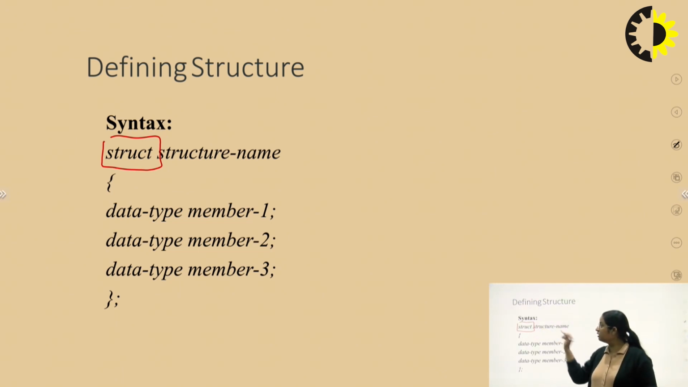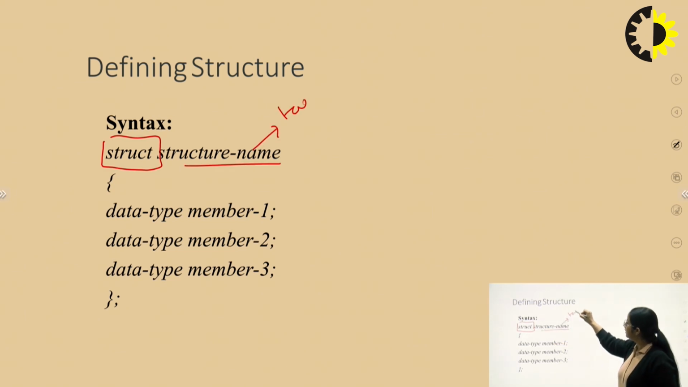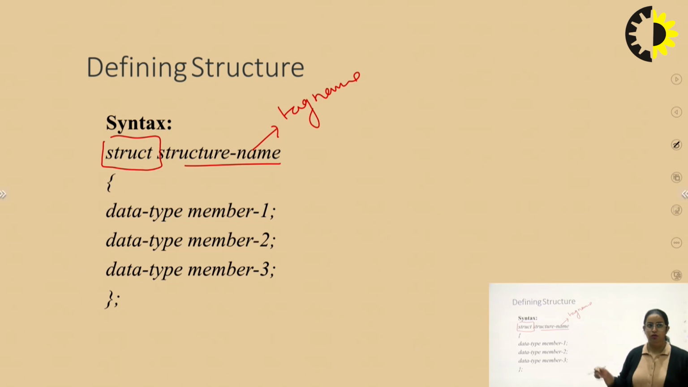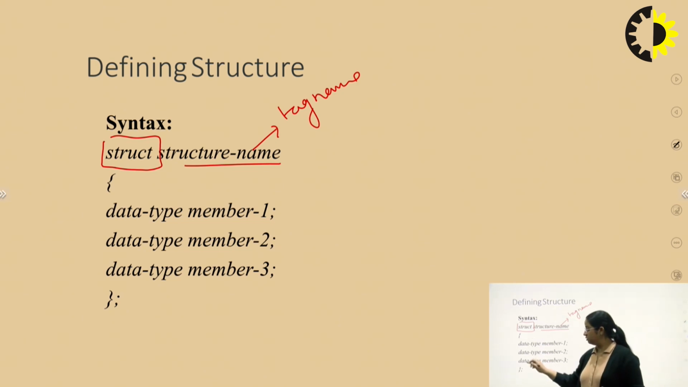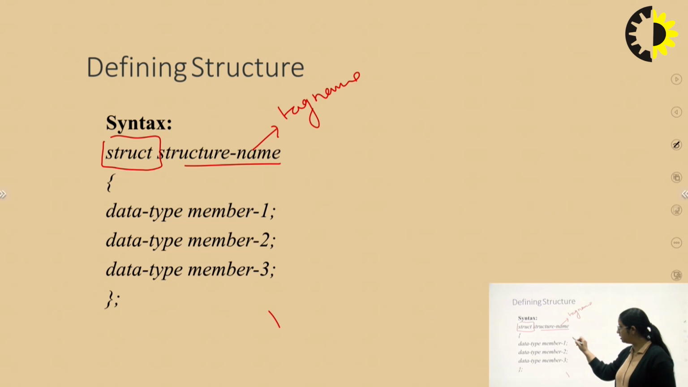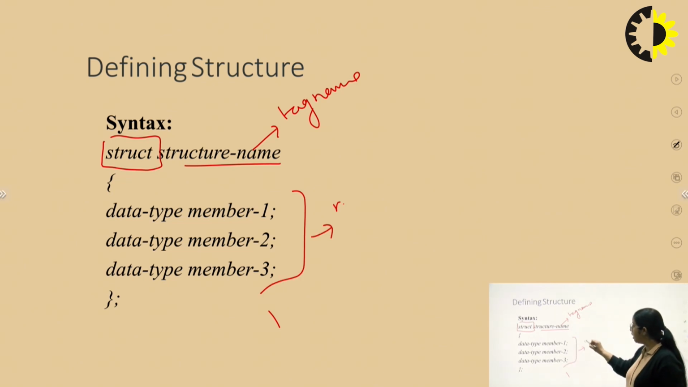Then we have a structure name. This structure name is basically a tag name. This tag name is optional. If you want to write the tag name with struct, that is okay. If you want to skip it, that is also okay. Then in the braces, we have some members. These are the members of the structure.